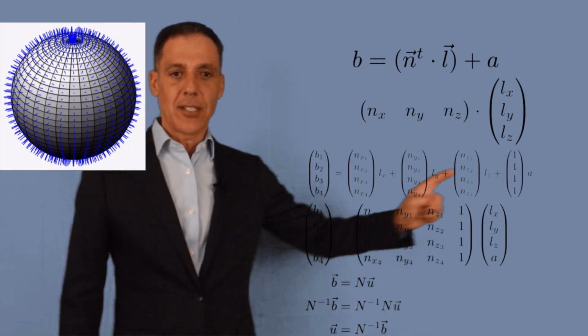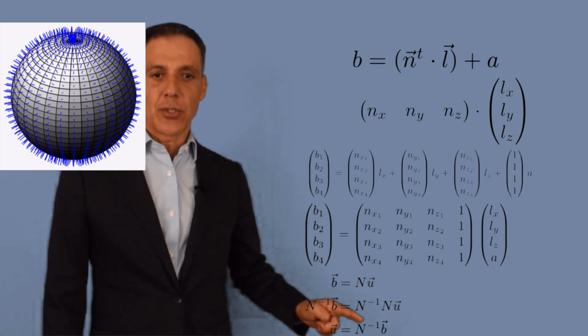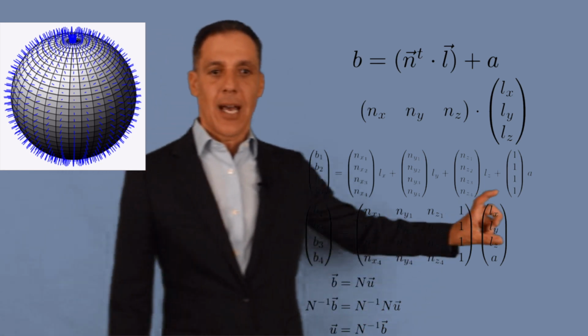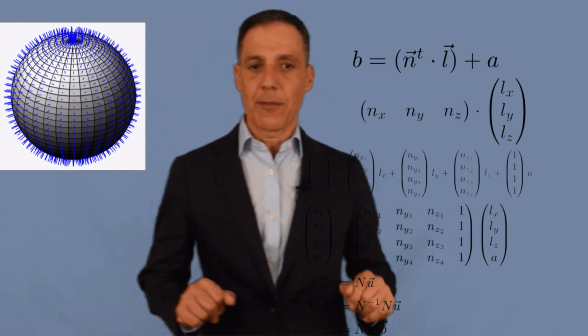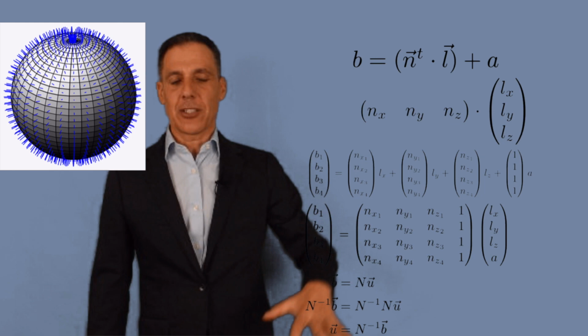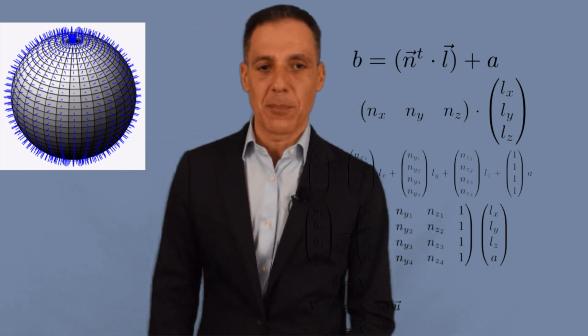B is equal to N u, left multiplied by N inverse, and I get my unknown u, which is just N inverse b. I unpack the first 3 components. I have my 3D light direction. Straightforward. And you can see a very natural extension from 2D. I just did the 2D first because it's a little bit notationally simpler.